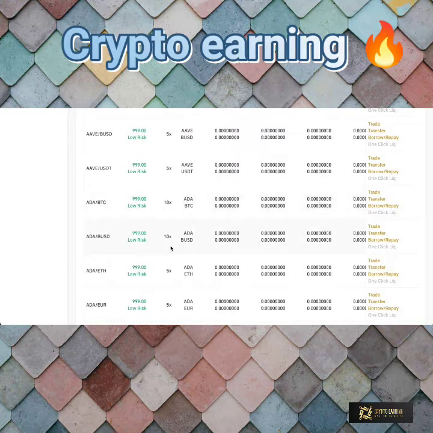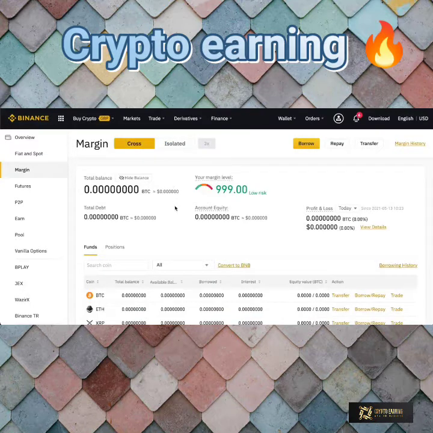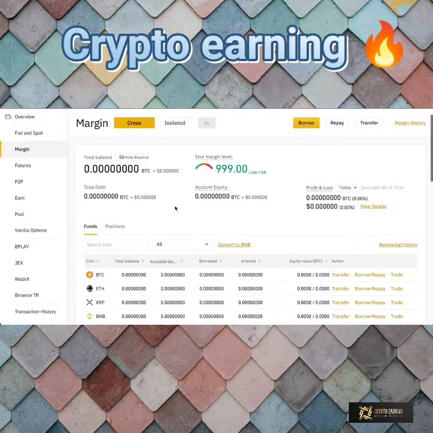So that's the difference between cross margin and isolated margin. Most beginners will go for cross margin. Most people will trade with cross margin simply because they want an amount of cash to go and trade with and to use across any currency pair that they want to trade. Let's come though to borrow and repay.